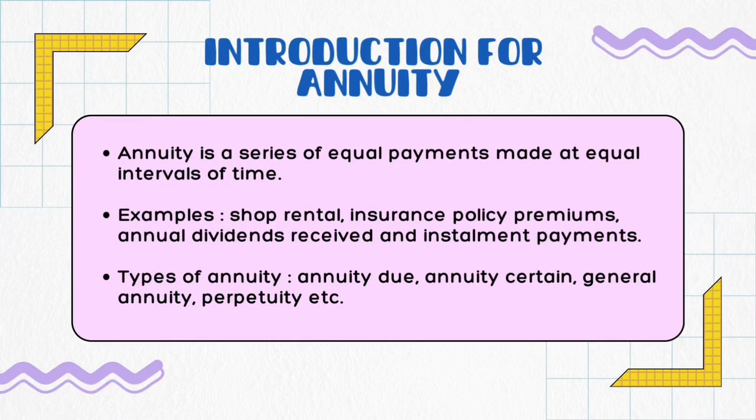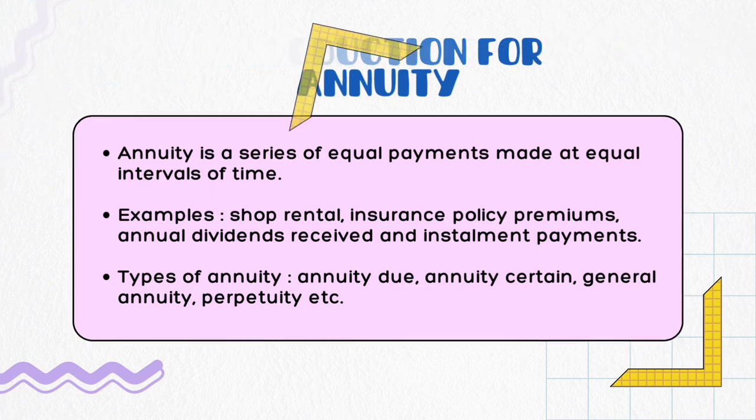Annuity is a series of equal payments made at equal intervals of time. For example, it can be found in shop rental, insurance policy premiums, annual dividends received, and installment payments. There are a few types of annuity: annuity due, annuity certain, general annuity, and perpetuity.